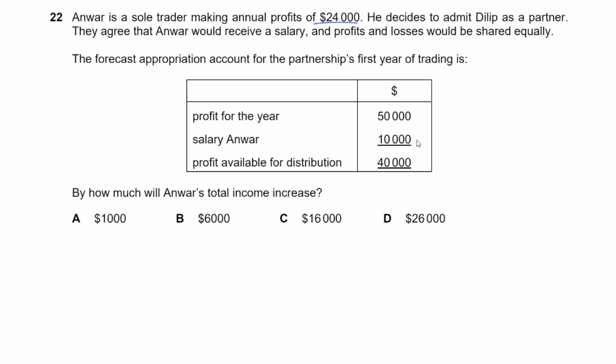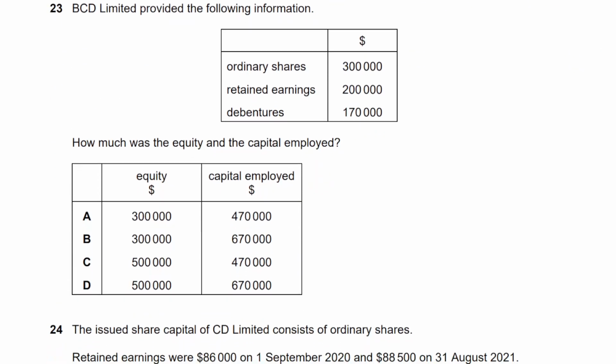Now, Anwar directly gets from the partnership. Anwar is getting 10,000 salary, and then he's also getting half of the remaining profit, the residual profit for distribution. He's getting half of that, which is 20K, so 20,000. Now, Anwar in total is getting 30,000 from the partnership, and originally he was getting only 24,000 from his sole trader business. So now he's getting 6,000 extra. That's all. I repeat, this was better explained in more detail. If you don't understand any part of it, go back to the previous video. It is explained in more detail.